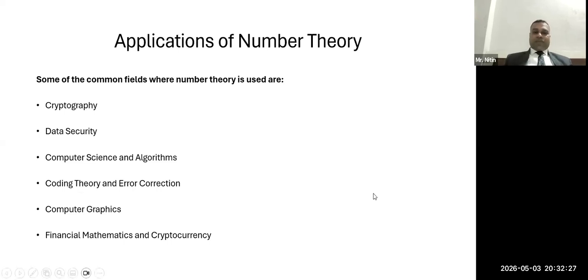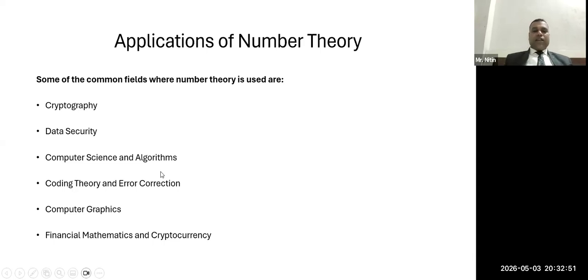So, application of number theory. Guys, these are the general applications of number theory. Number one, cryptography. Yes, we just now understood cryptography. So in the cryptography concept, we use number theory. Second one, data security. Yes, for data security, number theory is used. Then computer science and algorithms.